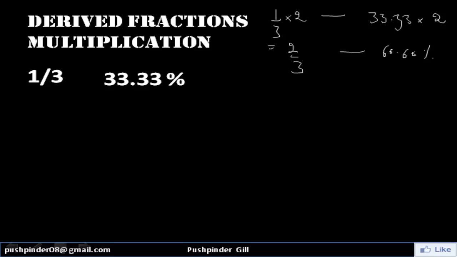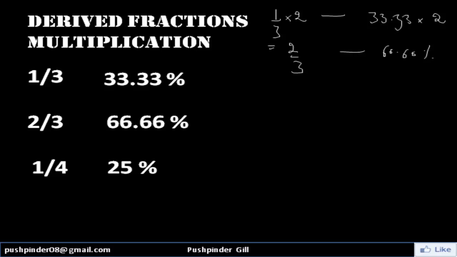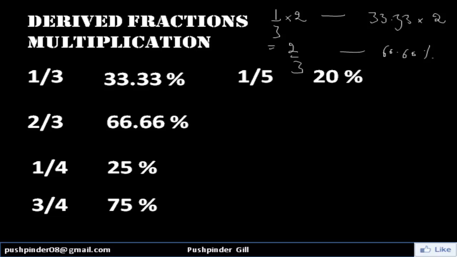Now let's do some derived fractions using this multiplication method. So 1 by 3 is 33.33. So 2 by 3 will be 66.66. 1 by 4 is 25%. So 2 by 4 would be 50%. 3 by 4 will be 75%. So 1 by 5 is 20%. 2 by 5 is 40%, 3 by 5 is 60%, 4 by 5 is 80%.